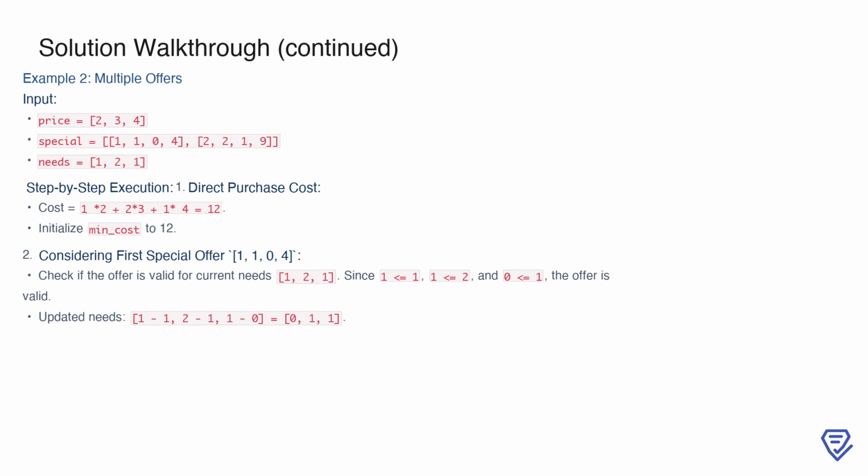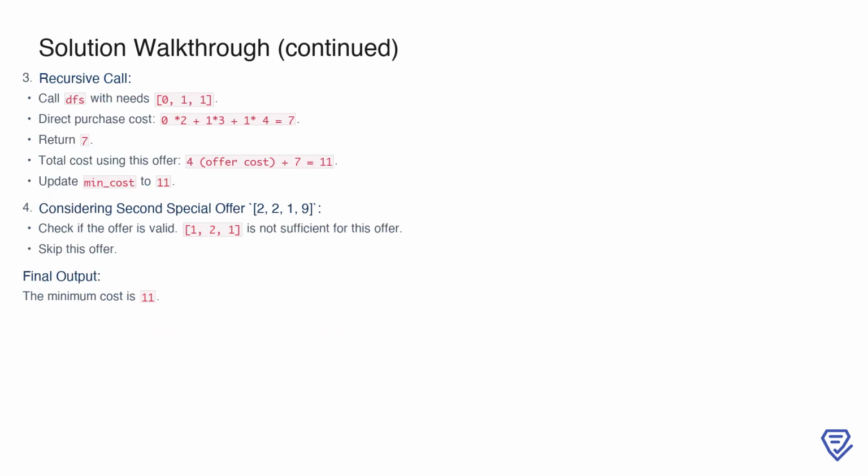Then, we evaluate the first special offer 1, 1, 0, 4. To check if this offer is valid, we compare its quantities with the current needs. Since 1 equals 1, 1 is less than 2, and 0 is less than 1, the offer is valid. Using this offer results in updated needs of 1 minus 1, 2 minus 1, 1 minus 0, which simplifies to 0, 1, 1. With the updated needs 0, 1, 1, we make a recursive call to the DFS function.